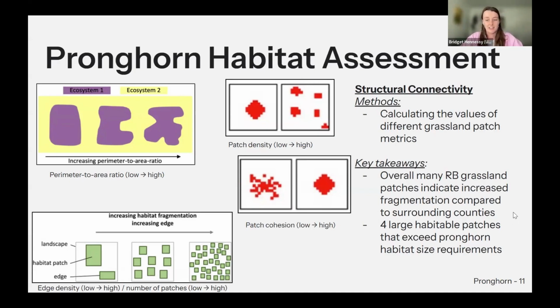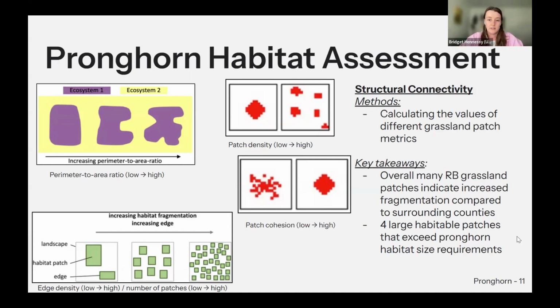So when we analyzed our results of these metrics, we unfortunately found many indications of more grassland fragmentation in Rocky Boy compared to the surrounding counties of Hill and Chouteau. The grassland patches in the reservation were smaller, more broken up, and overall farther away from each other. But as a good sign, we also found that the grassland patches in Rocky Boy were normally shaped, well aggregated, and not interspersed or perforated with other land cover types.